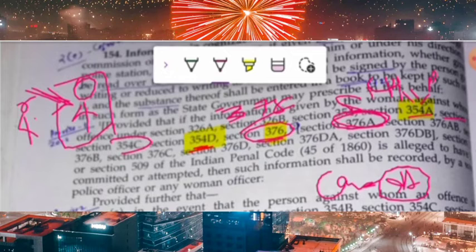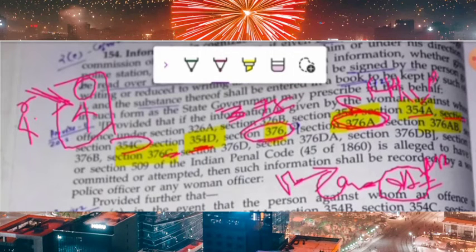Then 376B is about what? Sexual intercourse by husband upon his wife during separation. It's okay if they have sexual intercourse normally, but if it happens during separation, that is an offense. Then 376C, sexual intercourse by a person in authority.